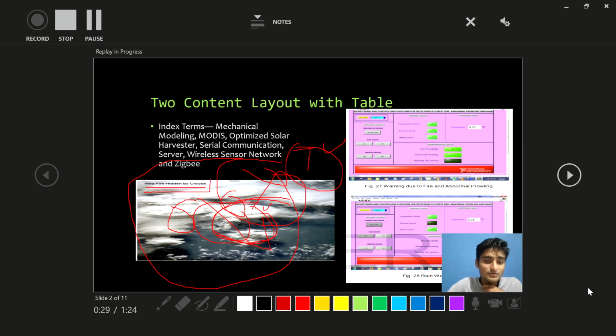Wildfire is usually hidden by clouds whenever we go for satellite communication, but what stipulates and identifies which part is very necessary and which part is not at all necessary? These things are of prior importance. These aspects are shown in this LabVIEW programming, with a warning due to fire and abnormal power, then after rainwater, which gives a warning sign.